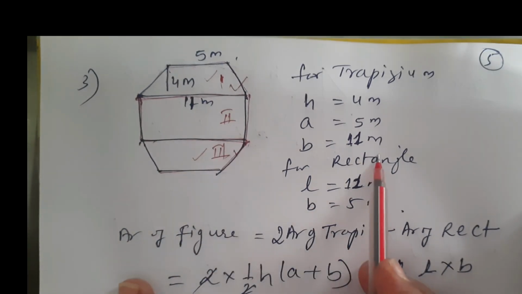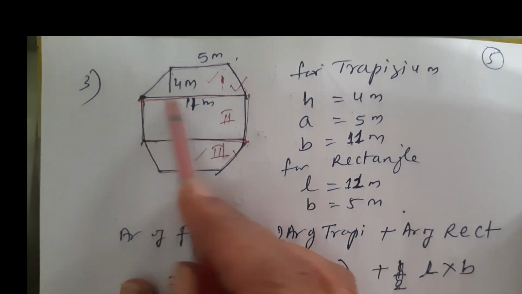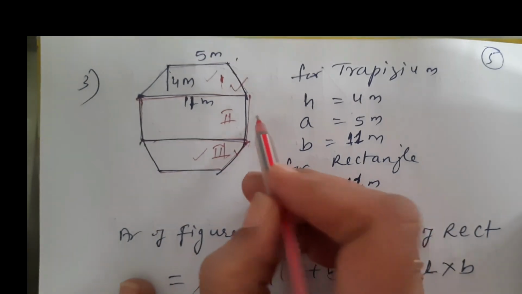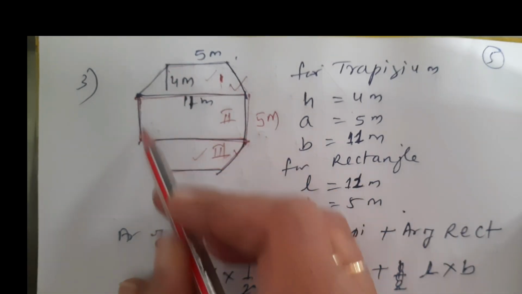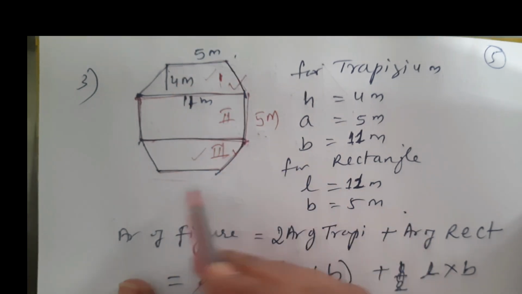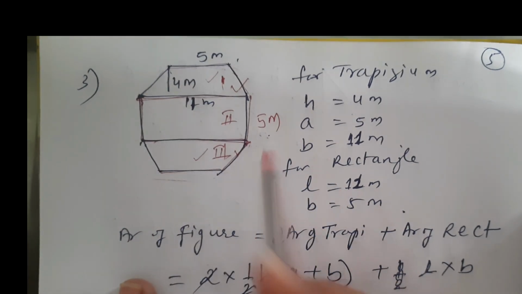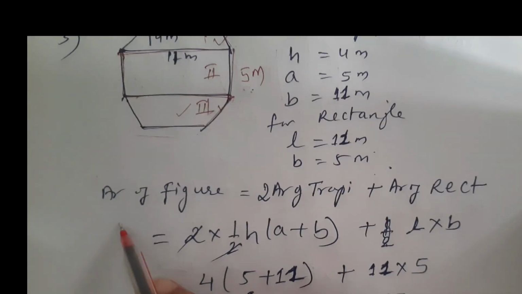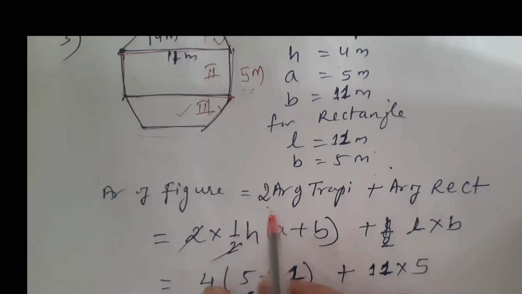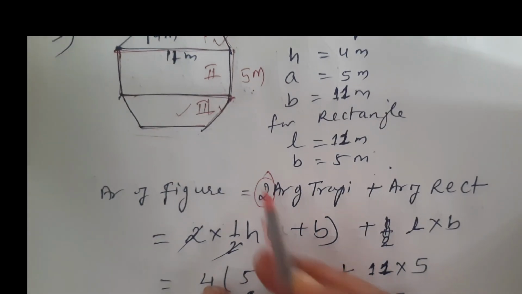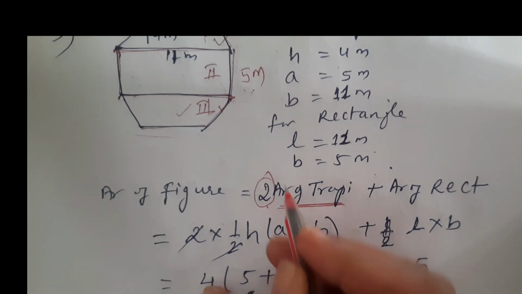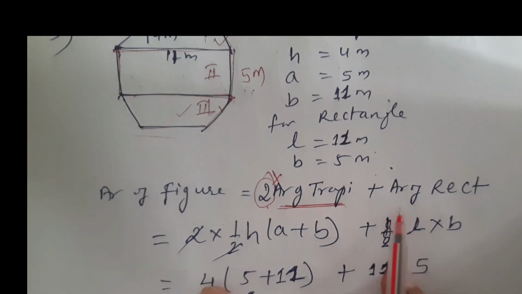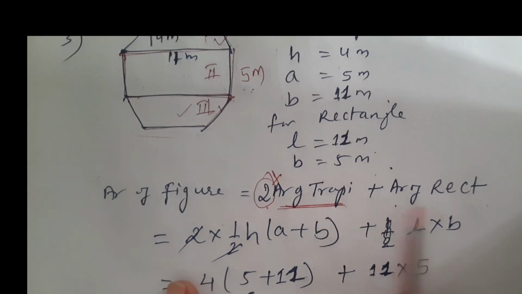Let's start out with, for trapezium, they have given height 4, one of the parallel sides 5 and the other as 11. For rectangle, length is 11, breadth is 5. As it is an octagon, all the sides are equal. Each one is 5. For area of figure, here we need to multiply 2 to area of trapezium. So we are finding area of trapezium and multiplying 2 to that, and area of rectangle, then finally adding both.